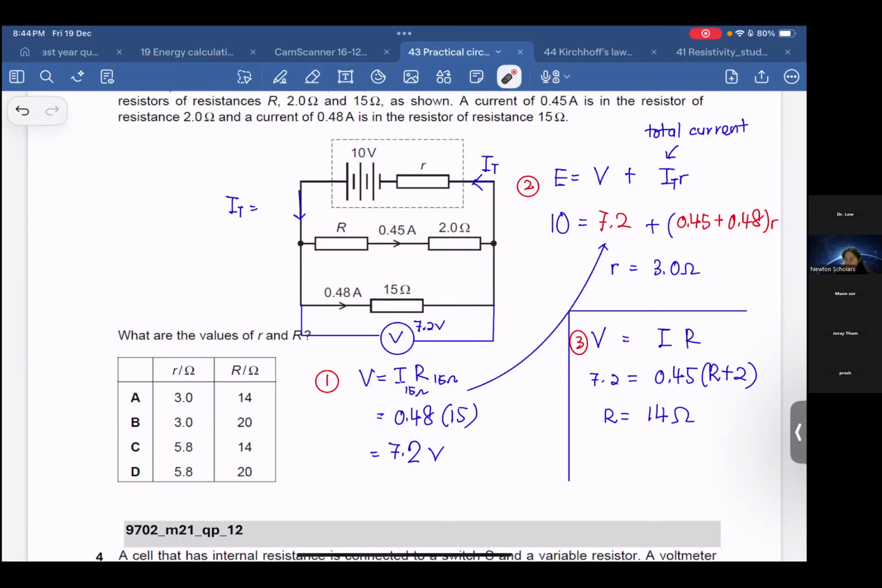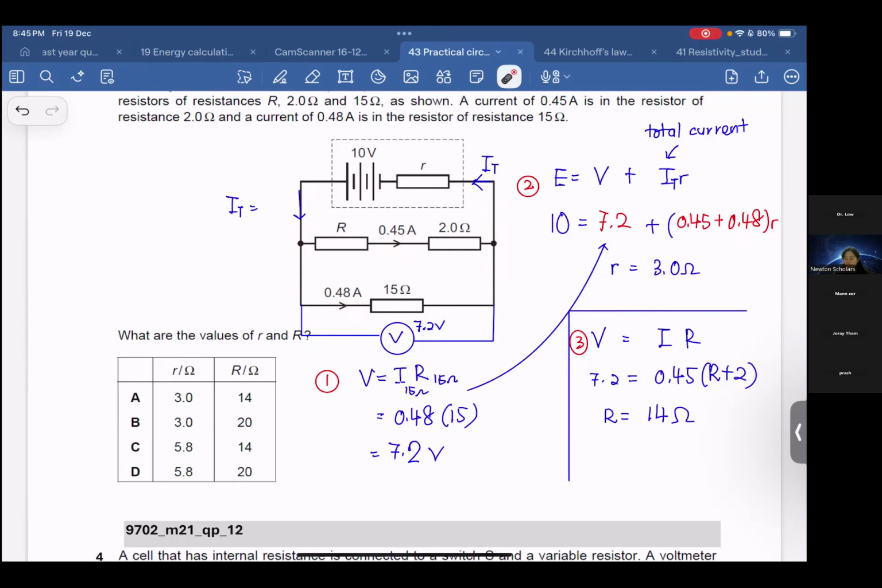Okay, I times the small r, the internal resistor. The current is the total current, because here the current comes in and then splits, and after that combines back and goes back to the battery. So going back to the battery, this is the total current. Total current is 0.45 plus 0.48. So at the end, I can calculate and get the internal resistance should be 3.0 ohm.